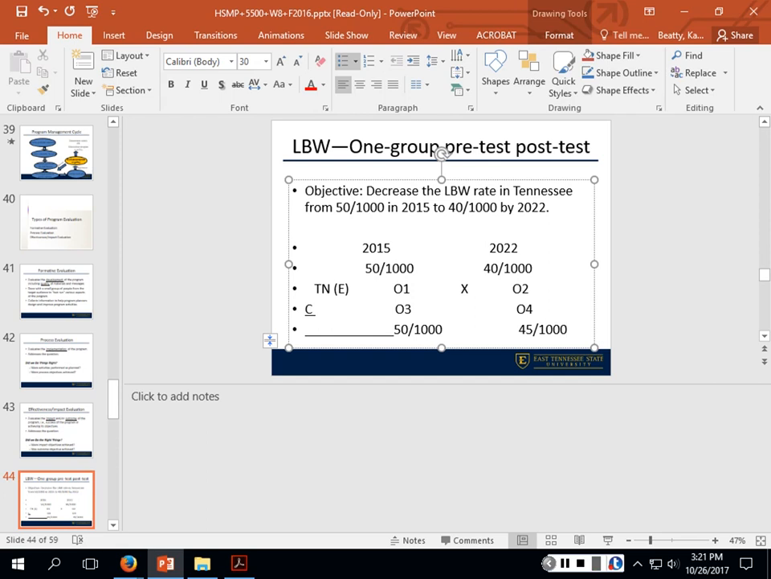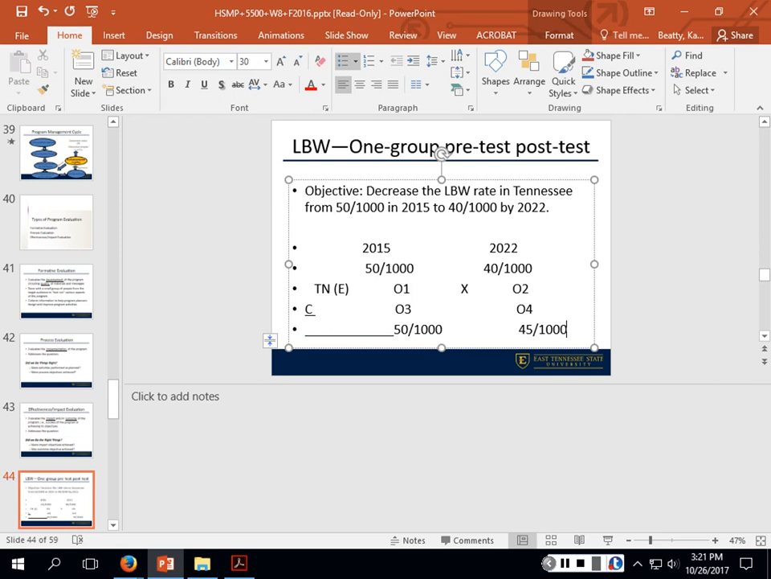And notice in the comparison state, we did not put an X here because we did not deliver our intervention there. Again, there might have been a national intervention that affected both states, right? Or a regional intervention for the Southeast that affected both states. But our intervention X was not delivered in the comparison state. Okay. What can we conclude in this case?